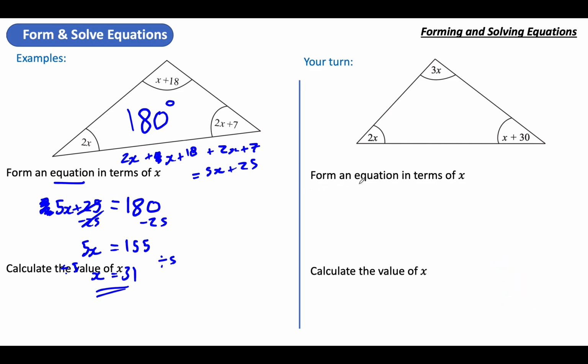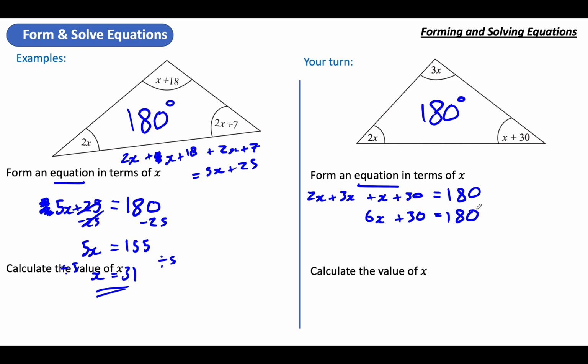Okay, form an equation. That means there must be an equal sign in the middle. So we will have all the angles added together. 2x plus 3x plus x plus 30. Well, they equal 2x plus 3x is 5x plus another one is 6x plus 30. And it's built into the question. It's angles in a triangle. And we know when you add them together, it always equals 180. So there's my equation, right? This time I'll stick to what the question says.